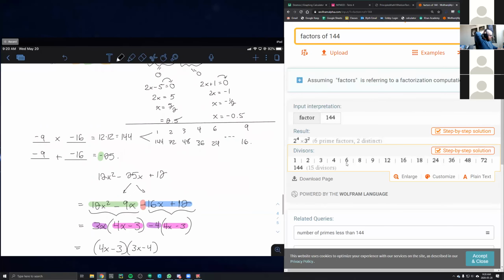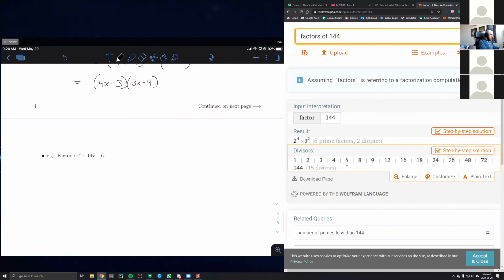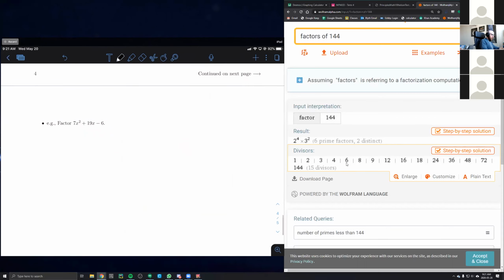Okay. I think I have one more example problem to do, and then I have one little trick to show you, and then we're done. Okay, and then you guys can get practice for this on your own. So let's try one more here. So factor 7x squared plus 19x minus 6.